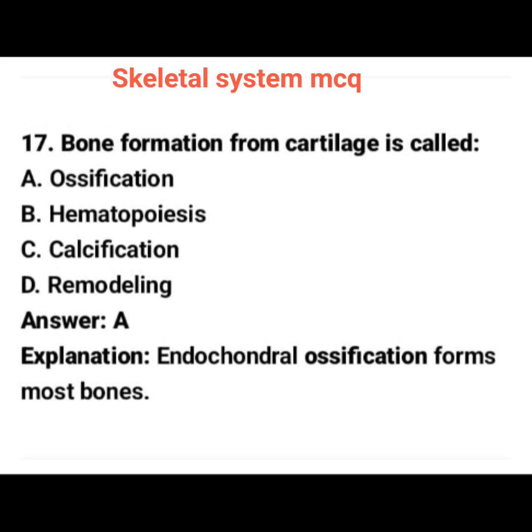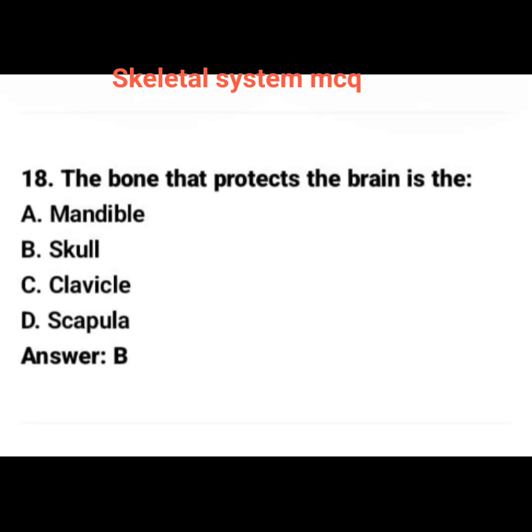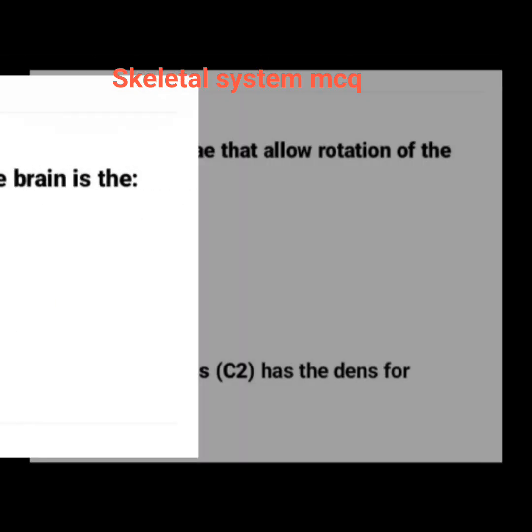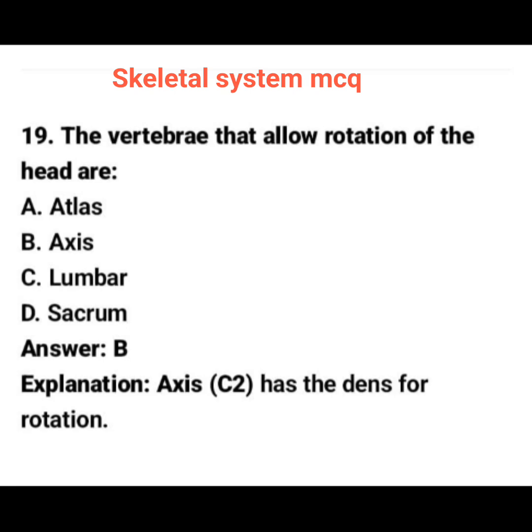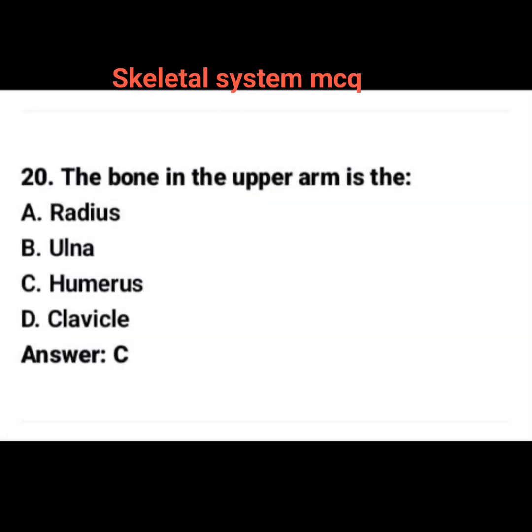Bone formation from cartilage is called ossification. Endochondral ossification forms most bones. The bone that protects the brain is skull. The vertebrae that allows rotation of the head is axis. Axis has the dens for rotation. The bone in the upper arm is the humerus.